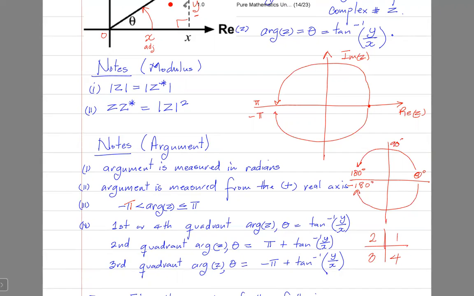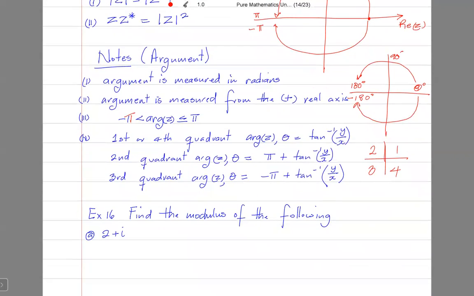But you need to remember, how do you determine the argument for the different quadrants? In the first and fourth quadrant, the argument is simply tan inverse y over x, where y is the imaginary part of the complex number and x is the real part. In the second quadrant, it is pi plus tan inverse y over x. In the third quadrant, it is minus pi plus tan inverse y over x.